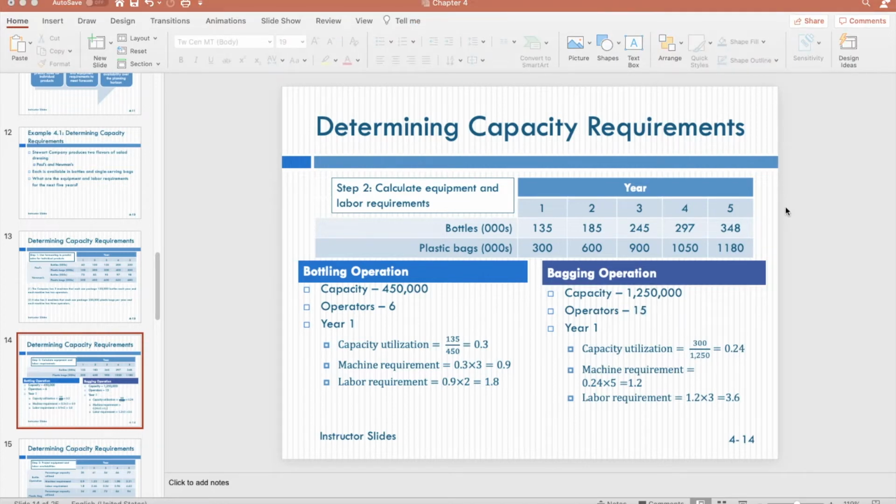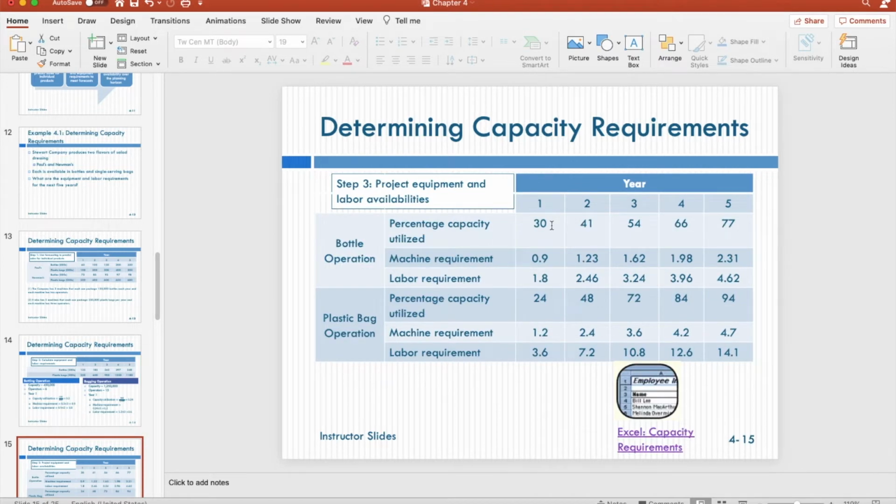So you can repeat this whole thing for the next 4 years, year 2, year 3, year 4, and year 5. And finally, if you didn't make any mistakes in your calculation, you will see the final result shown in this table. This is the capacity planning or capacity requirement table. It shows the utilization percentage. You see, this is a percentage, so 30 means 30%. This will be 31%, 54%, 66%, and also 77%.